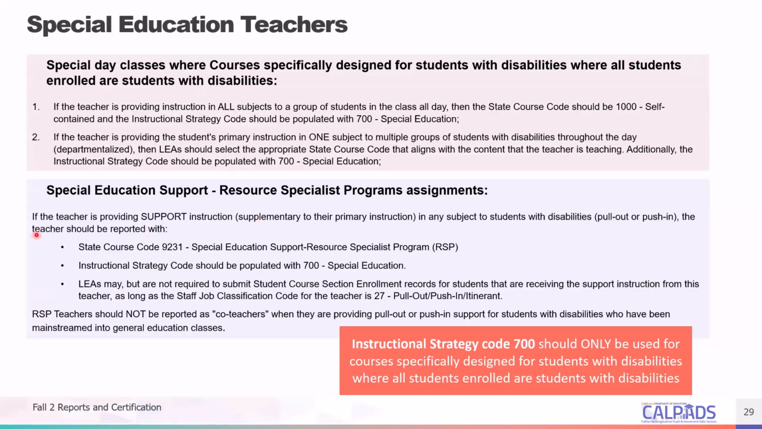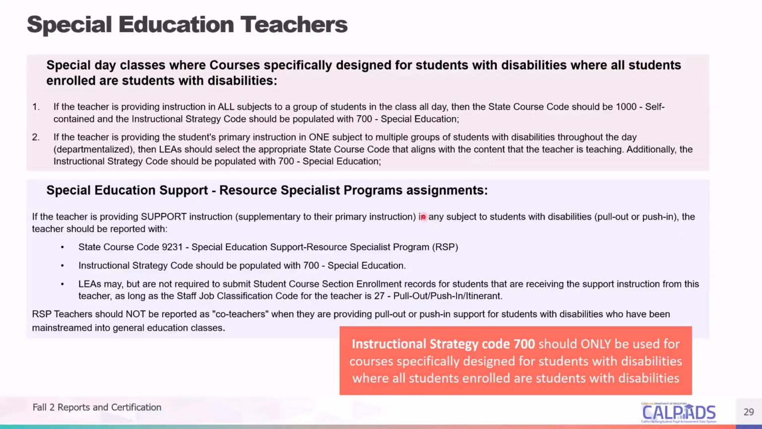All right, special education teacher reporting is an area where we often receive many questions. So this section highlights the correct procedures for reporting special education teachers in CalPADS. So we have special day classes and self-contained instruction. If a teacher assigned to a self-contained special day class serving students with disabilities is employed, the teacher must be reported with a state course code of self-contained 1000, and then the instructional strategy field in the course must be populated with a 700, which identifies the class as a special education only class.